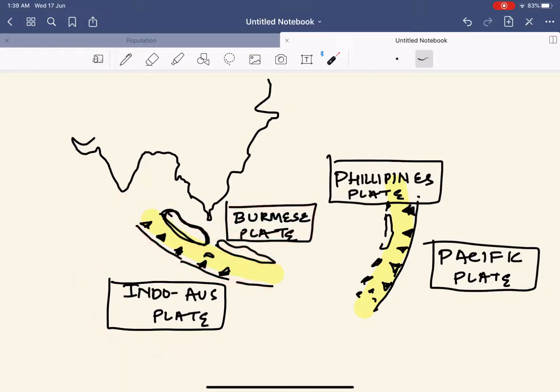Now the Indo-Australian plate being an oceanic plate means this part here is oceanic in nature. What happens is that it submerges under your Burmese plate, as a result of which there is flow of the magma. Similar is the case of the Philippines. Your Pacific plate has submerged under the Philippines plate.